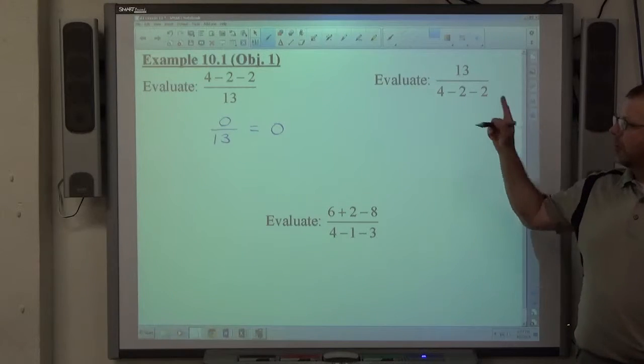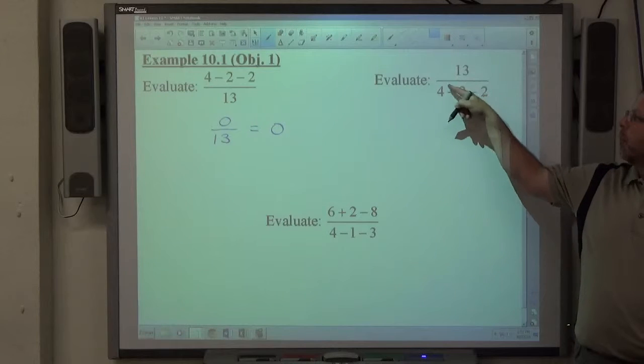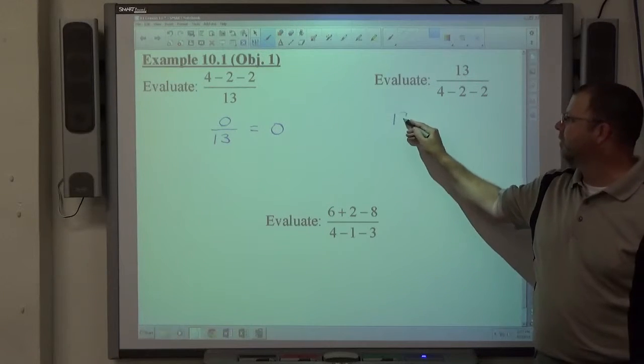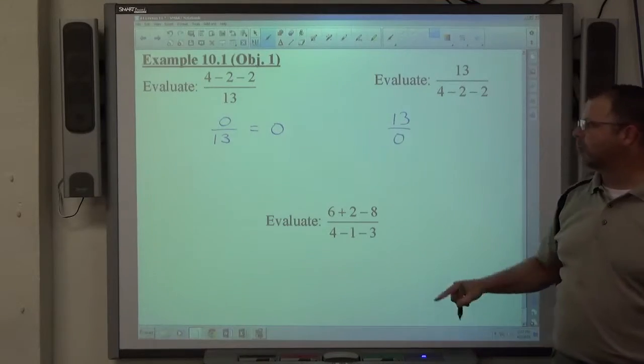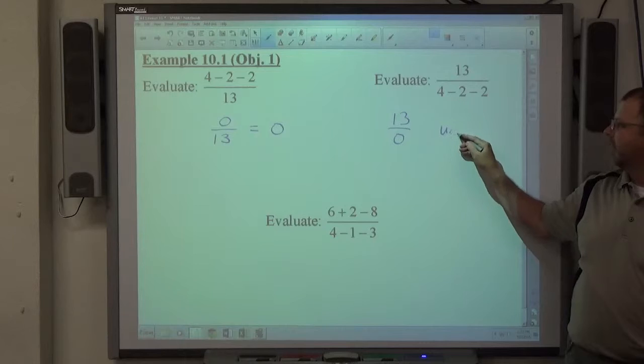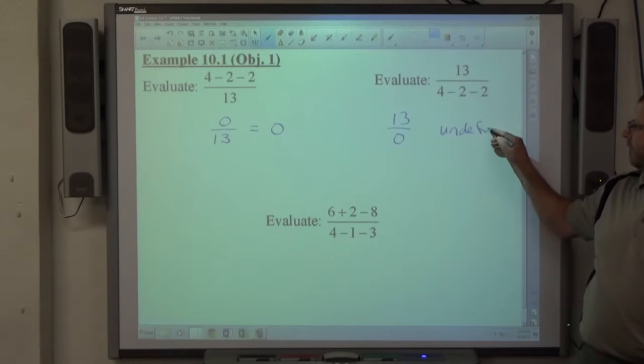Okay, example 2. Or still example 1, part 2. 13 over 4 minus 2 minus 2 is 13 over 0. Notice the difference between this one that equals 0 and this one that is undefined. Either way, you're dividing by 0, though.